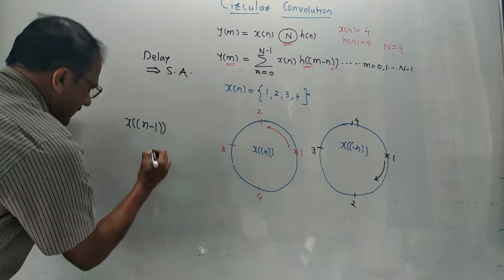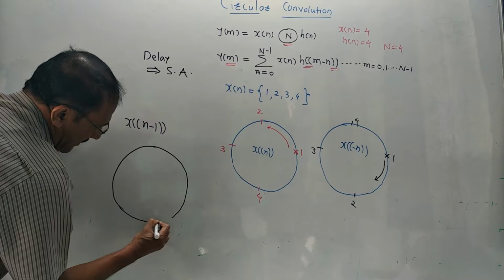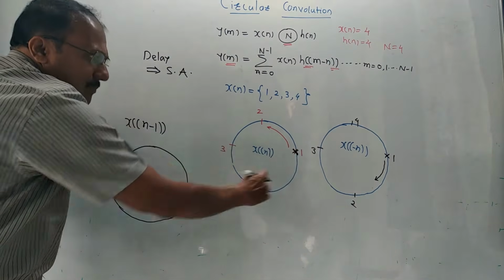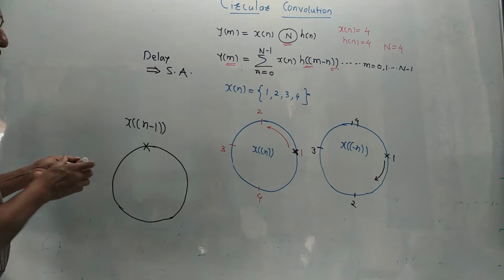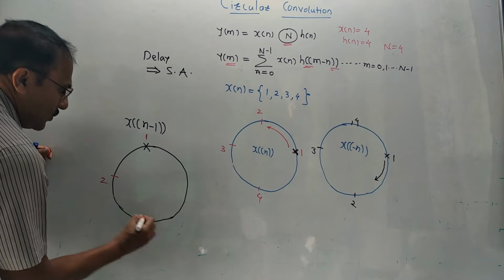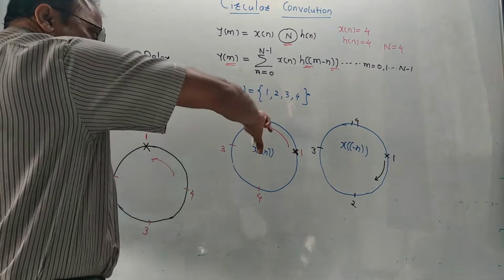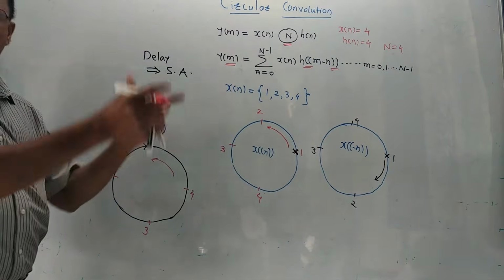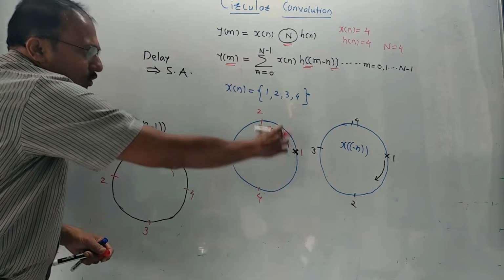So how to do it? See, I will draw the new circle to show the delayed version. Originally, this was the starting point. I want to shift every sample in anti-clockwise direction. So this starting point will be at this position. So new samples can be written like this. This is 1, then 2, 3, 4. Very simple. What I did, I have rotated every sample in anti-clockwise direction. So remember this rule: delay means rotate anti-clockwise. If it is delay by 1, rotate each sample in anti-clockwise direction.